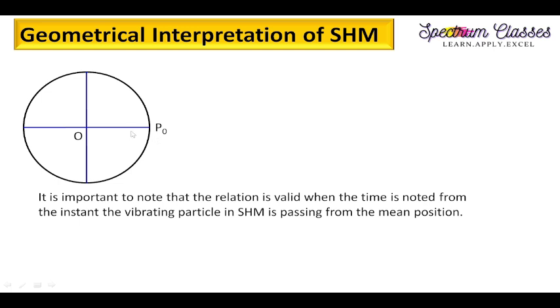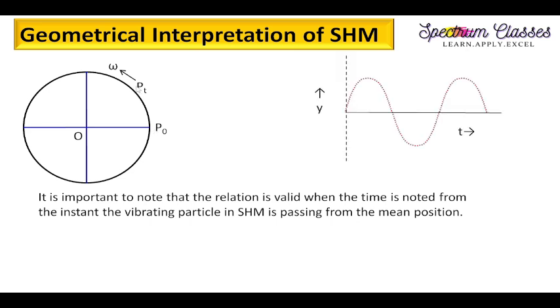So here we are going to discuss the geometrical interpretation of simple harmonic motion. So I have drawn this circle, and on this circle O is the mean position, and here P naught is the particle which is moving with the angular velocity omega on the periphery of this circle, right? And this is the omega, which is the angular velocity of this particle, and after time t this particle will be at some point here, right? Now I will draw the line from this point Pt to the origin O.